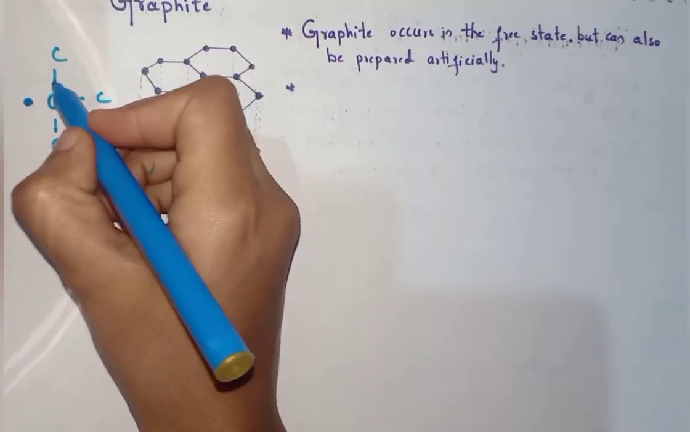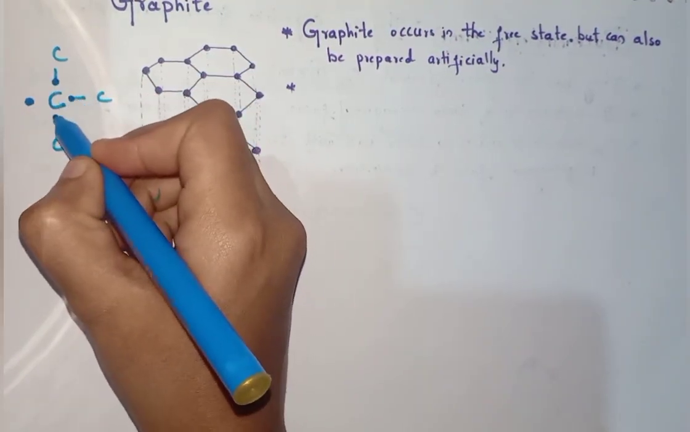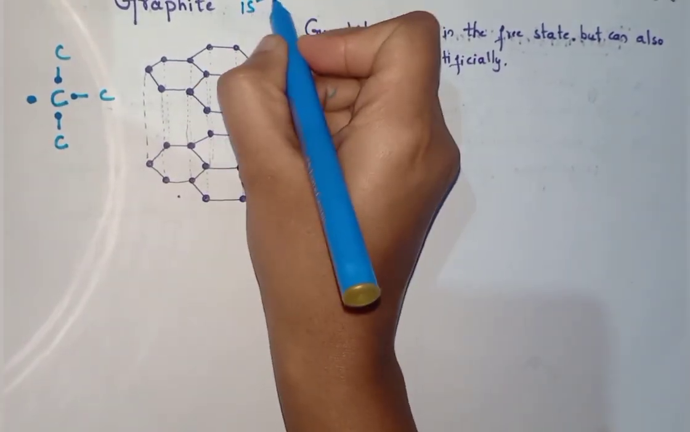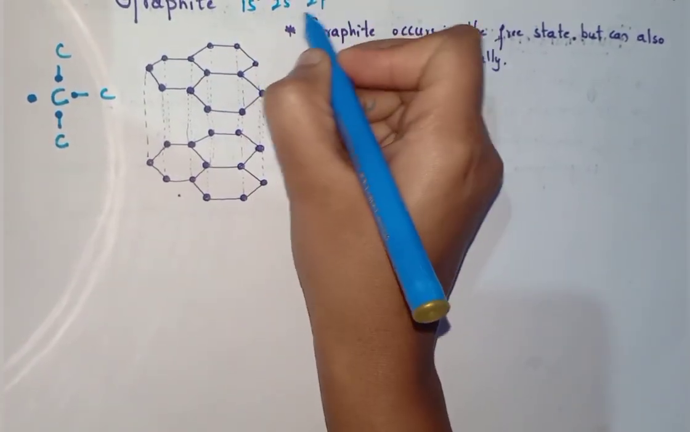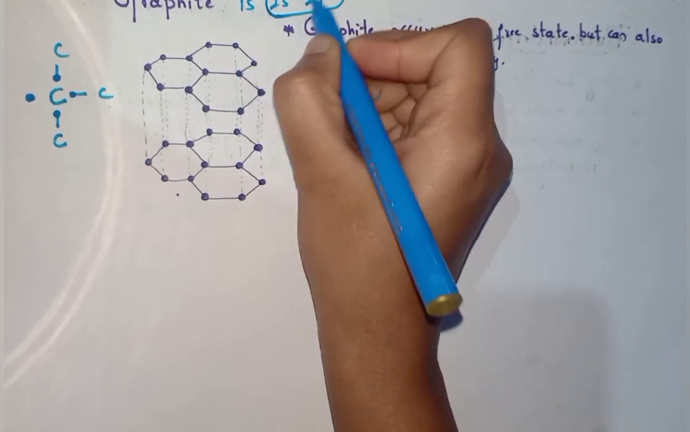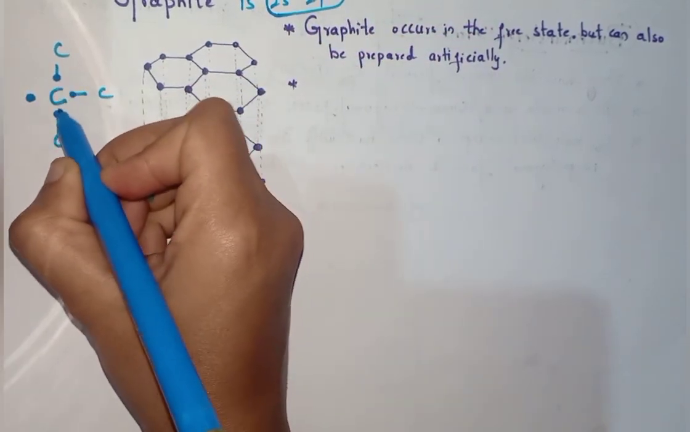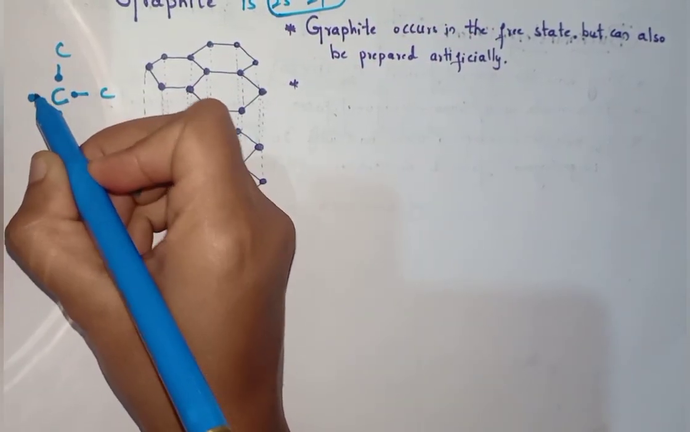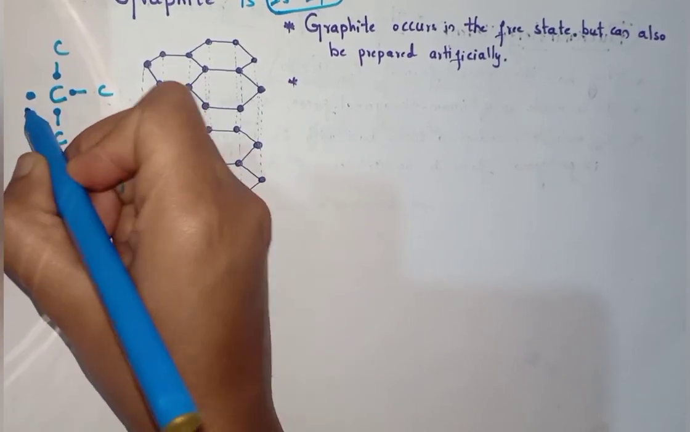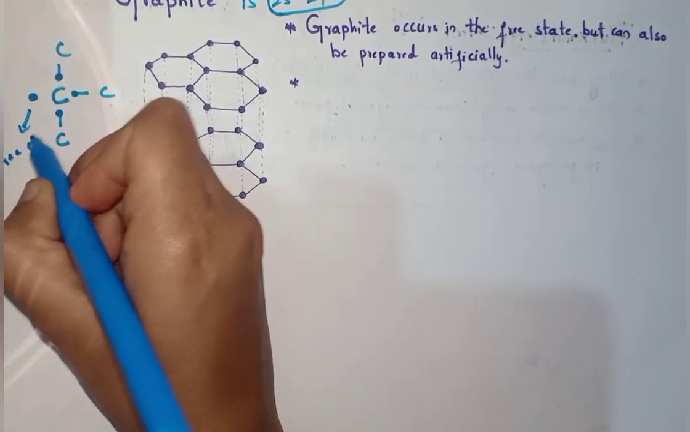We know that carbon has 4 electrons in its outer shell. The configuration is 1s2, 2s2, 2p2. So in the outer valency there are 4 electrons. So 1, 2, 3 are bonded and another 1 electron is not bonded. So here there is a free electron present in the graphite.